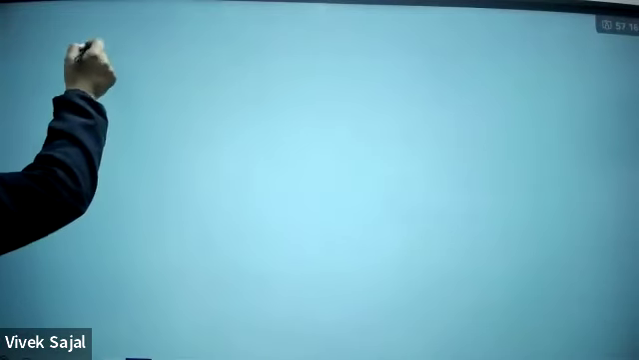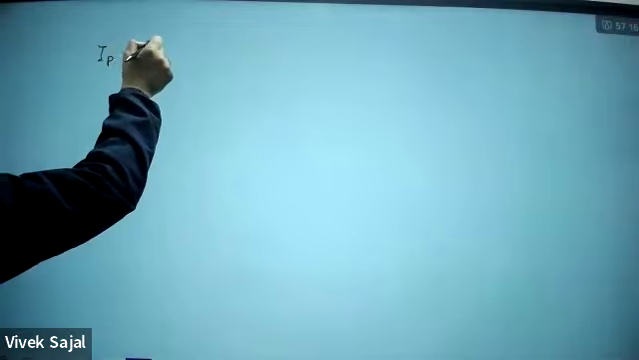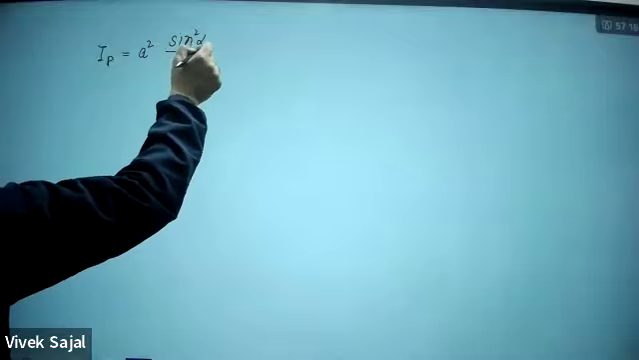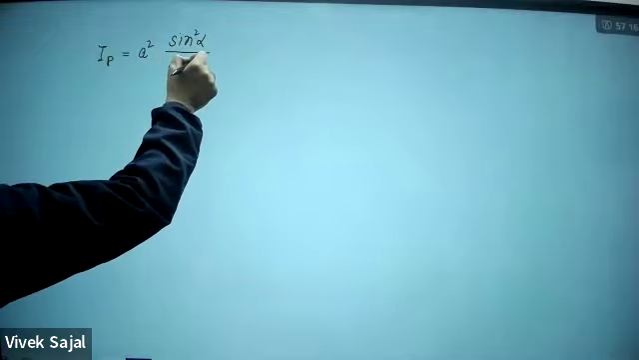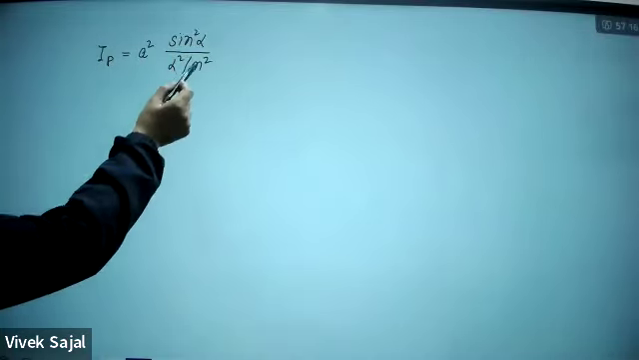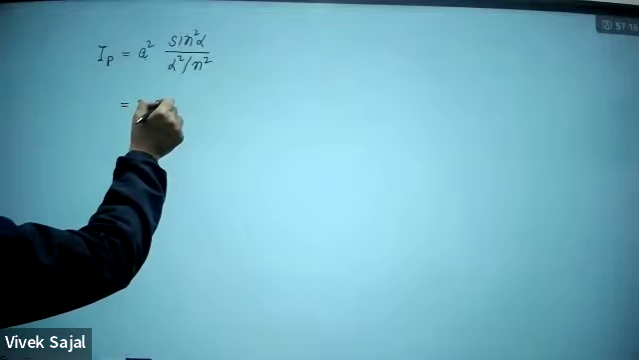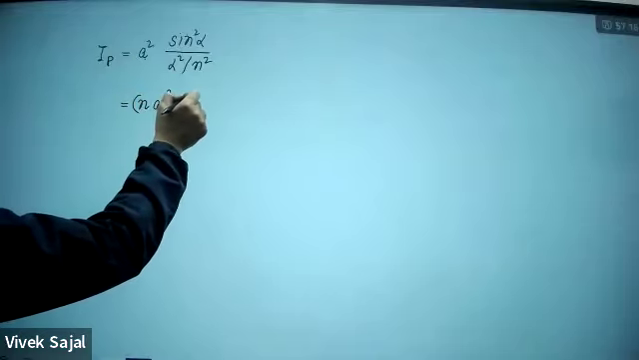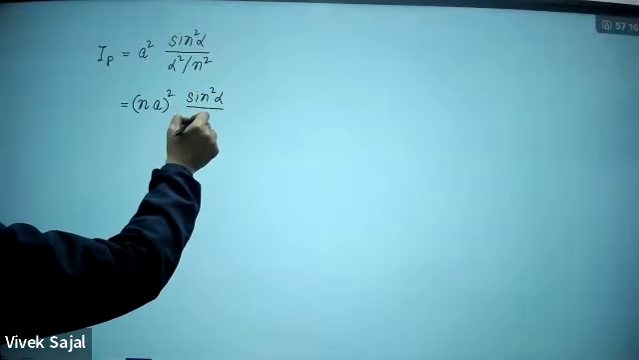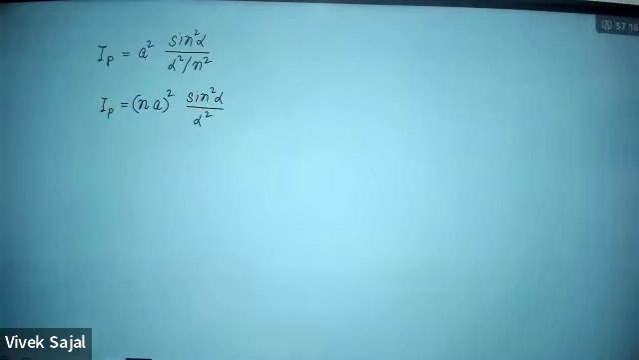So here, what I am going to write, IP will be A square sin square alpha upon alpha square upon n square. Take the n square here, so this will be n square A square, or you can write (nA) square, sin square alpha upon alpha square. And this will be IP.